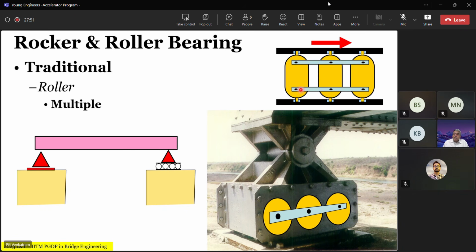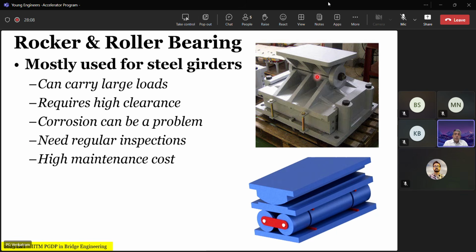Sometimes these rollers also are not full rollers, they are partial rollers. That also is a possibility that is used only when you know that the amount of movement is going to be small. Okay. So where do you use these rocker and roller?